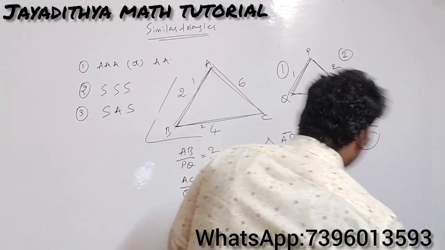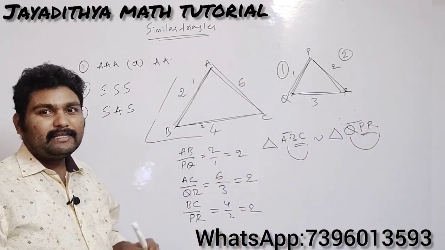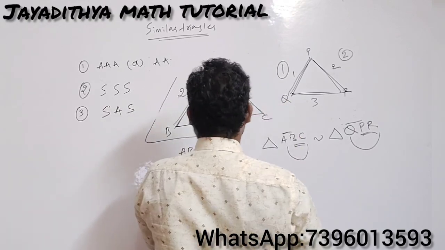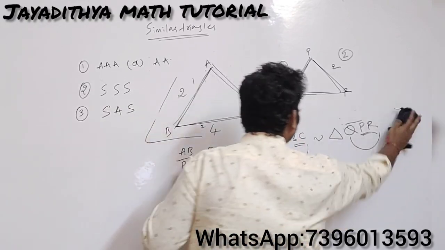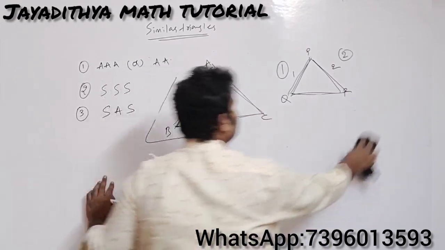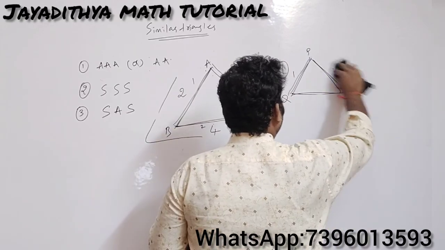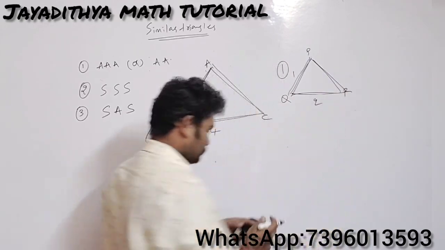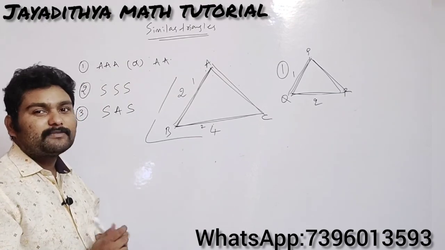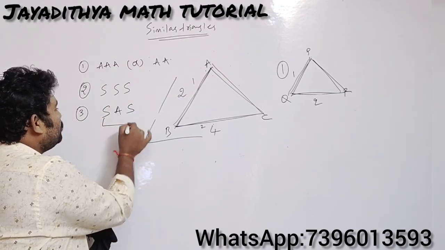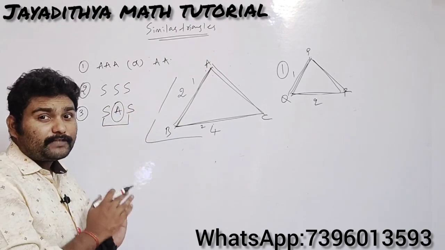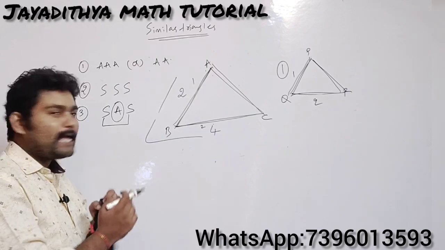Okay, let us go for the third criterion, that is side angle side. How do we take this one? Let us see here. When you are talking about sides, I told you they must be proportional and angles must be equal. So see here, two pairs of sides are proportional and the included angle must be equal. Two pairs of sides must be proportional and the included angle must be equal.